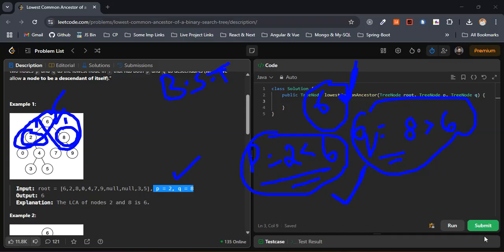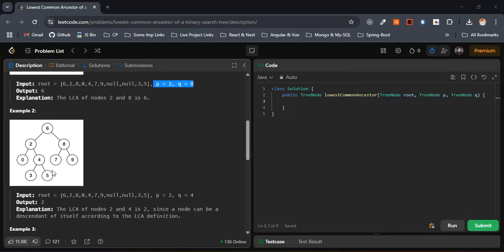Let's go with the second example. Now we are done with the approach part. See here, we have p equals 2, q equals 4, not 8. So the output here is 2. The output is 2 because we have been given p equals 2, q equals 4. The LCA of nodes 2 and 4 is 2 because a node can be a descendant of itself.